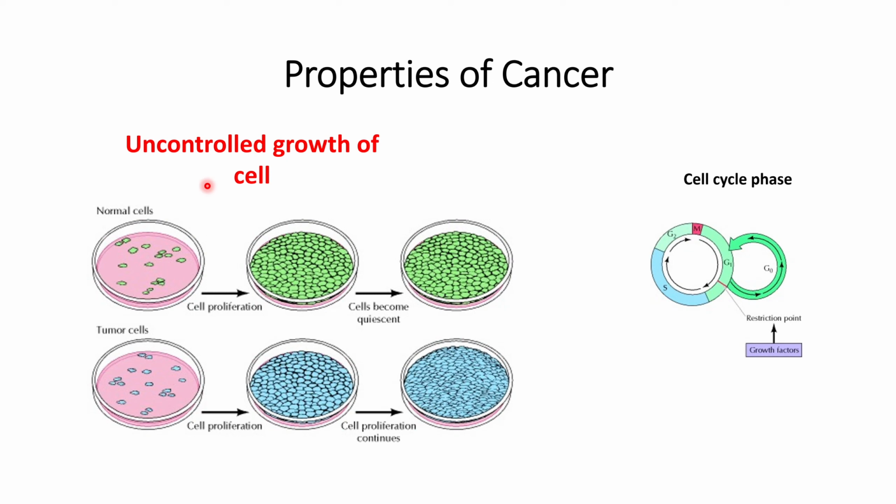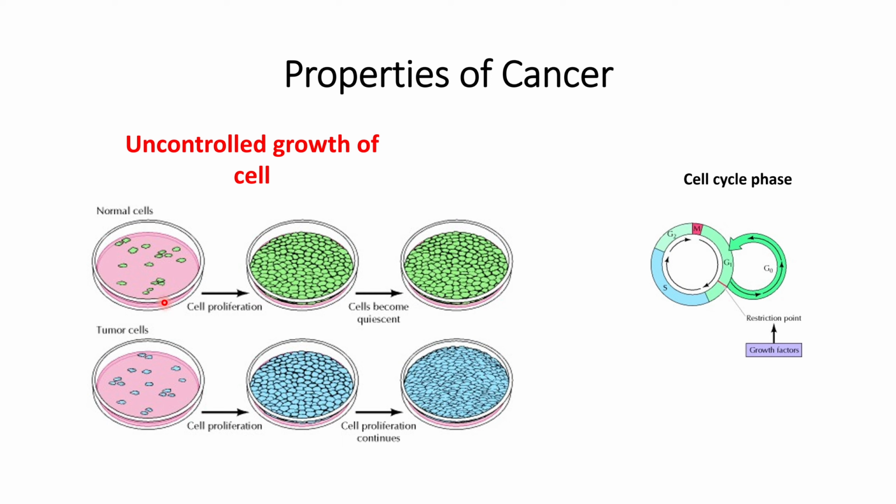In this video, we will discuss the properties of cancer. One of the major properties of cancer is uncontrolled growth of cells. Let us understand this by comparing the normal cell with the tumor cell. So what happens in the normal cell?